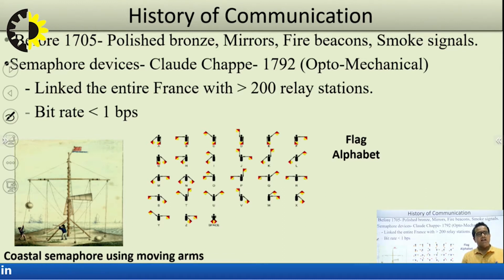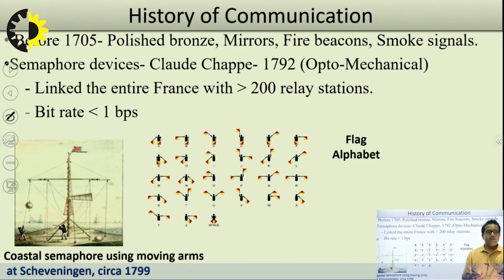The first communication link was established in France, and in that case they were using around 200 relay stations. Relay stations means that at each and every station there has to be one person standing with a flag, and the position of that flag indicates what kind of letter is being transmitted. Obviously the rate at which a person can change the position of the flag is not going to be high, because at how much faster a rate can you change the position of a flag?